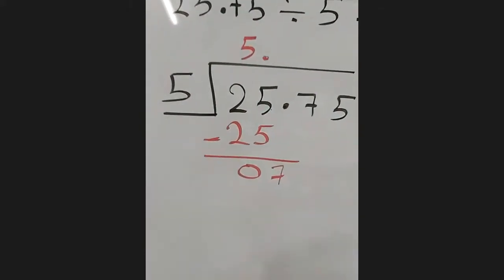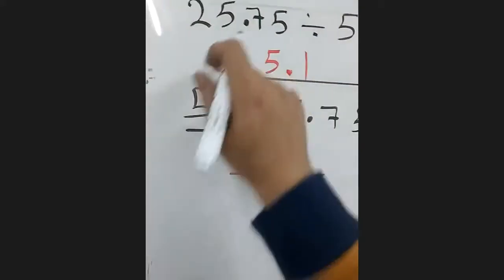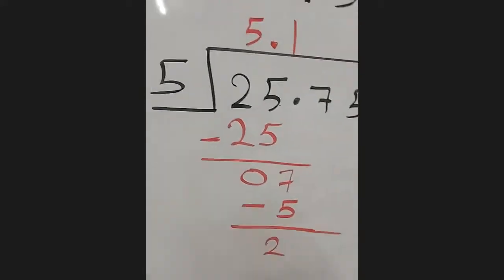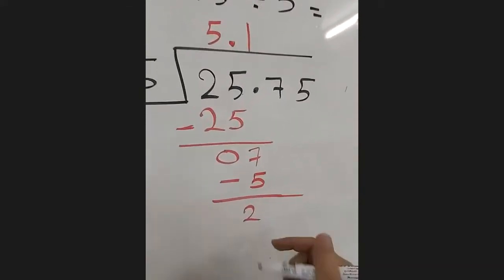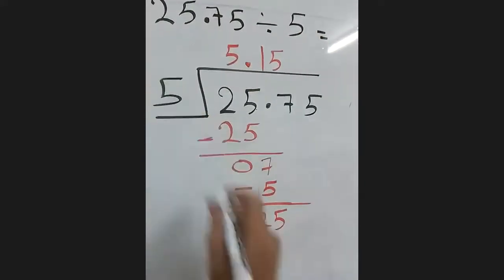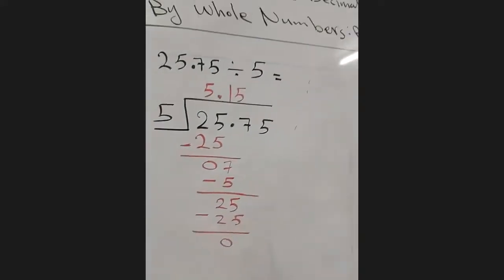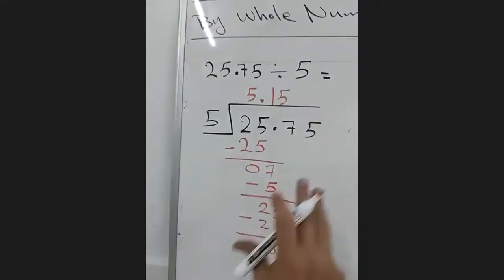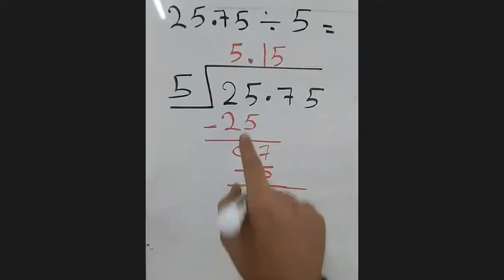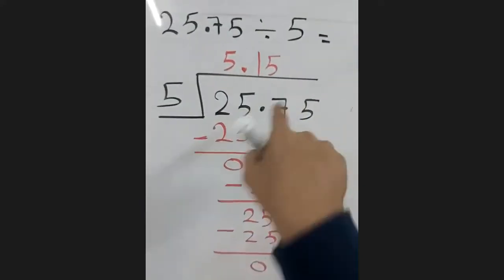Now we'll continue dividing. 7 divided by 5 is 1. 1 multiply 5 is 5. Subtract, 2. Then we get the 5 down, 25. 25 divided by 5 is 5. 5 multiply 5, 25. Subtract 0. So what I did here, guys, I did normal division, the same steps of normal division. But when I get the decimal, I put it up directly. I didn't skip it, okay?